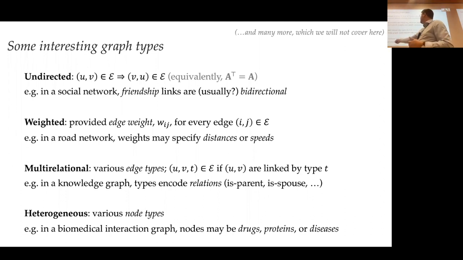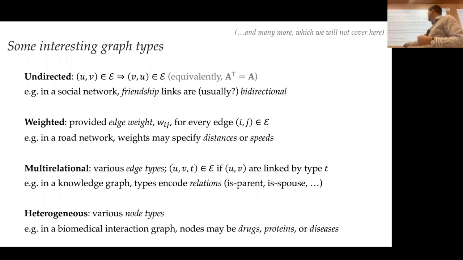You might also have multi-relational graphs. This is very popular in knowledge graphs, where two nodes are not just connected by an edge, but that edge has a type. So for example, someone is parent of someone, someone is spouse of someone. You can encode these things with edge types.